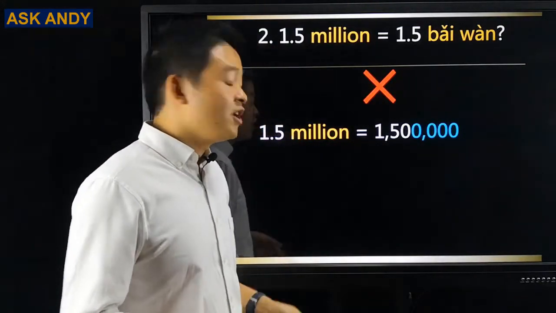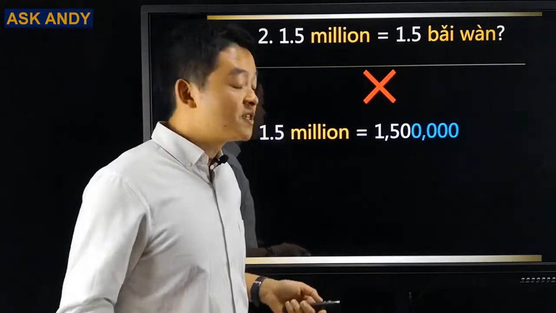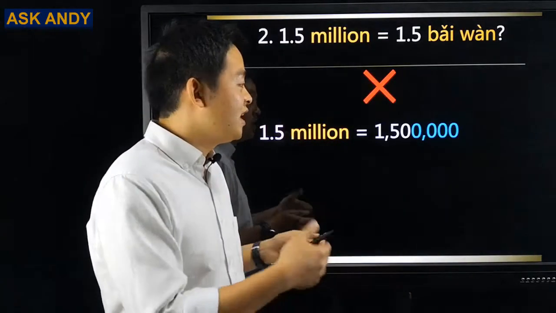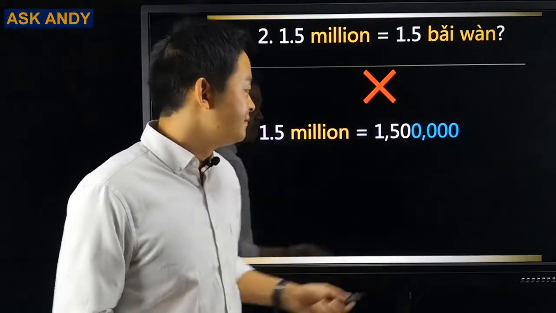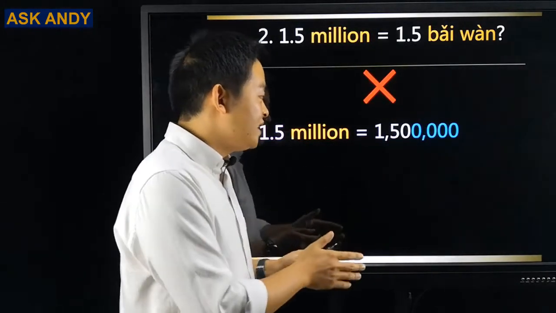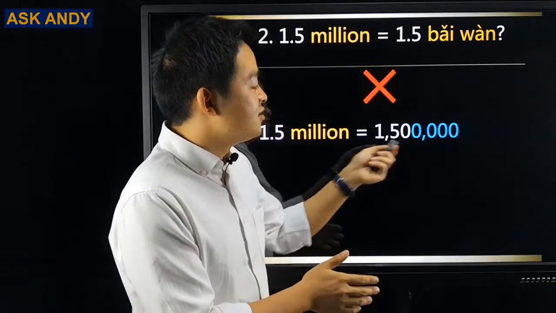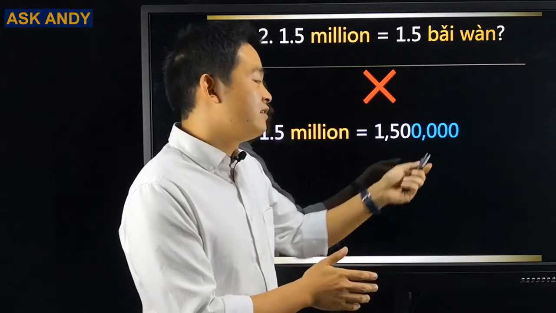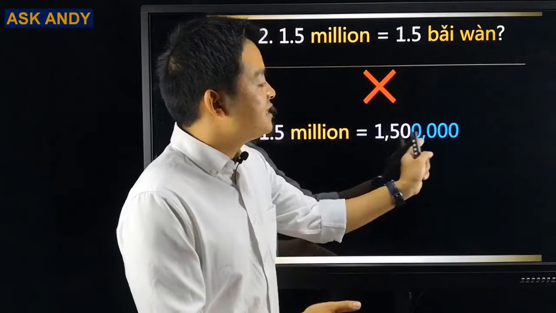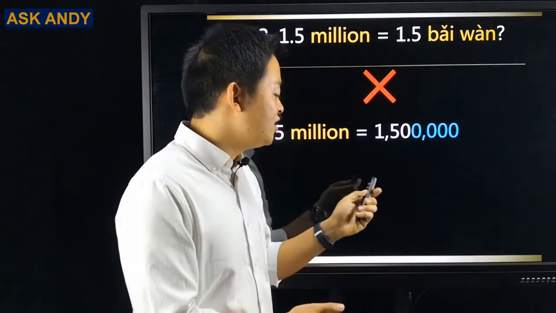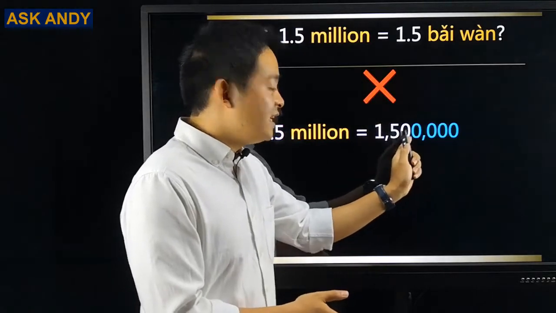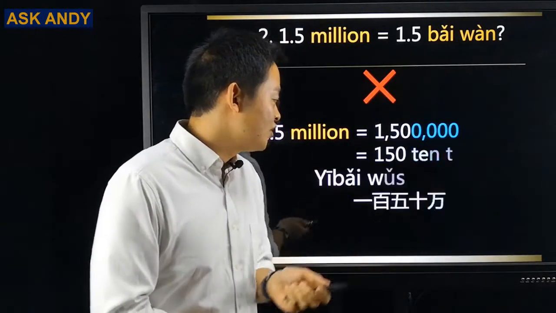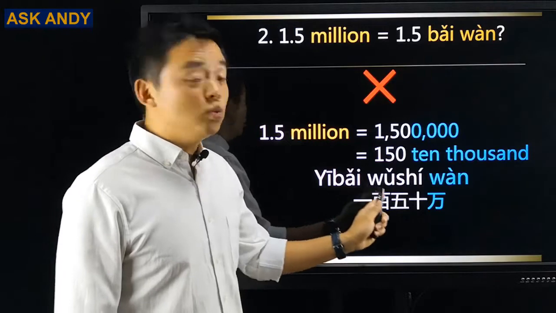1,500,000. In my previous video about big numbers, I explained the difference between English and Chinese in big numbers for million. You can check it out here. For this one, 1.5 million, we need to make it into 1,500,000 first. And then we have the 10,000 here. So we need to read it as 150 10,000. That is 150万.